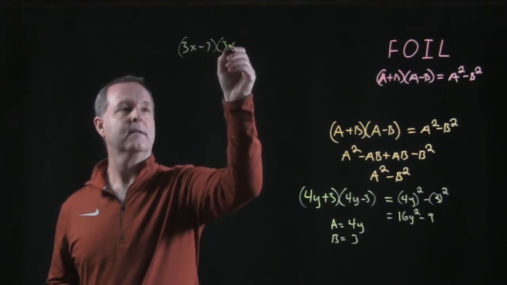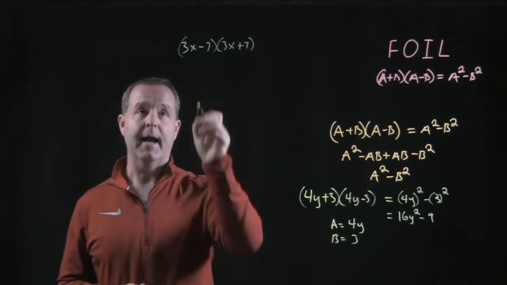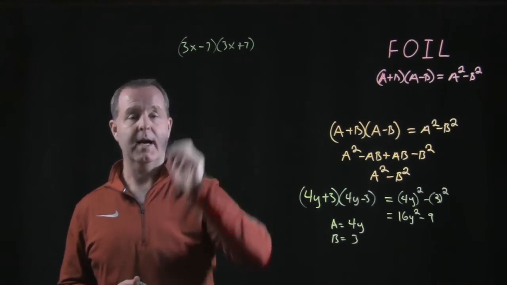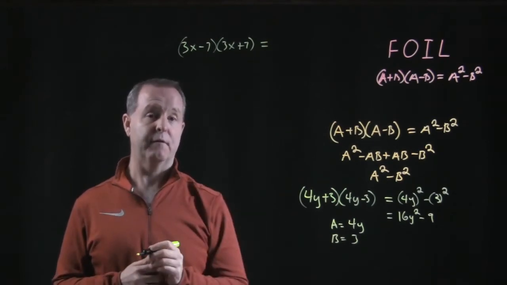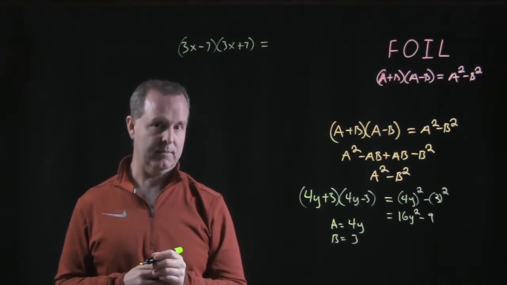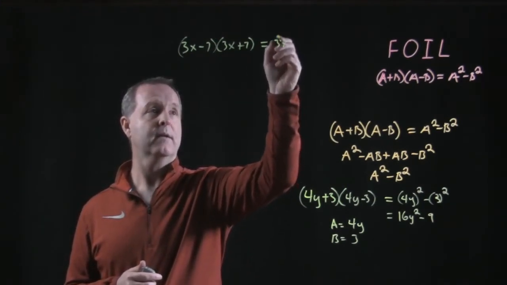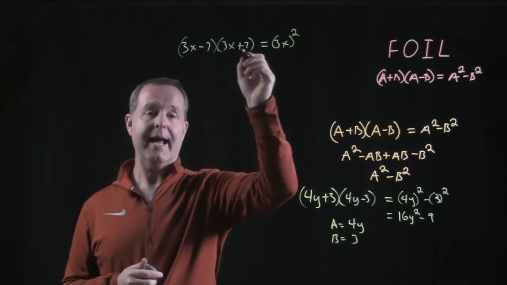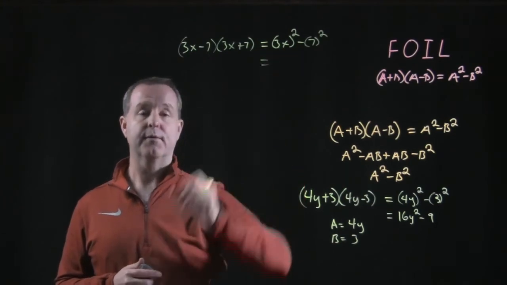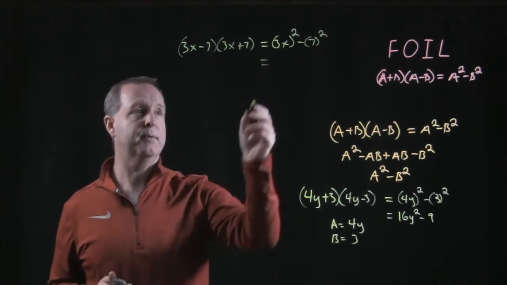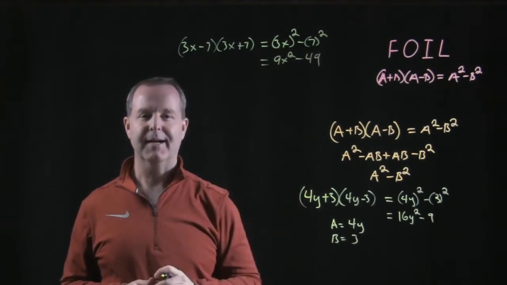Let's look at another one: 3x minus 7 times 3x plus 7. I recognize it again as the same binomial, but with the middle sign being different. In that special case, this will produce first term squared minus second term squared. So first term is 3x. I square that, so it becomes 3x squared, minus the last term squared. So 3x times 3x produces 9x squared minus 49. Kind of slick, isn't it?